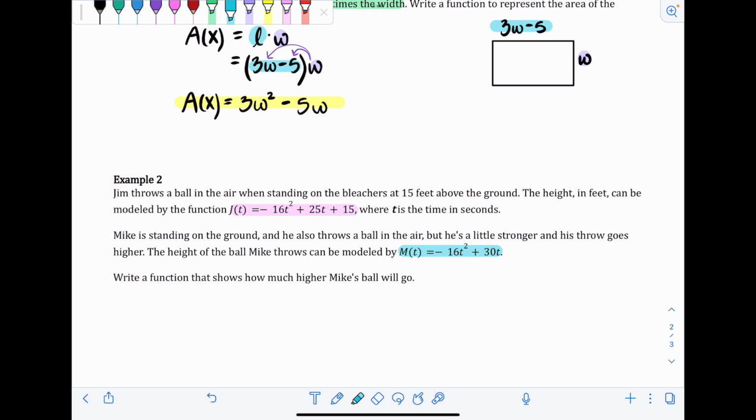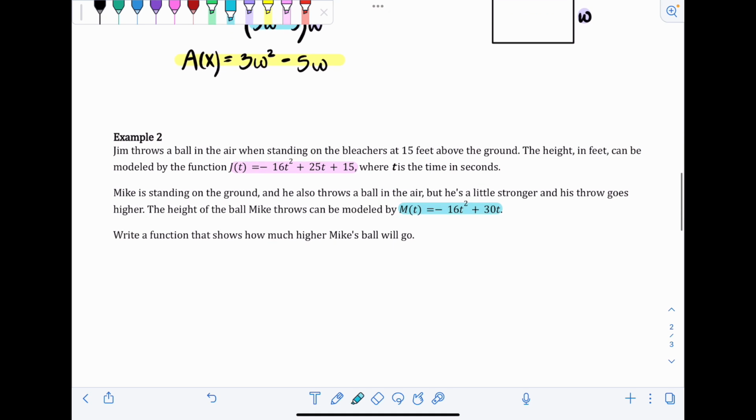So that means if we picture Mike, he throws the ball, or we'll start with Jim because he's first. So Jim throws the ball and it goes this high. And then Mike is a little bit stronger, and so he throws the ball and it goes a little bit higher. And if we're trying to find how much higher Mike's ball is going to go, then we need to find the difference between their two throws, and the difference means we need to subtract them.